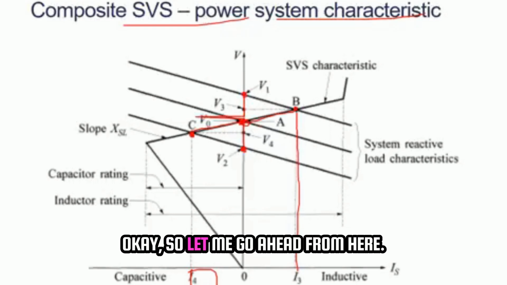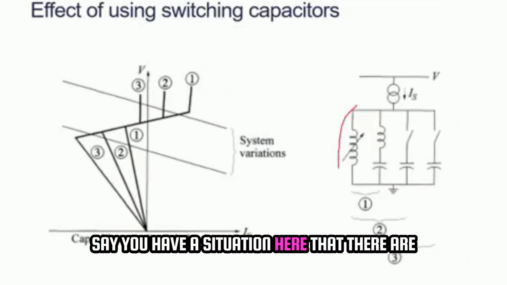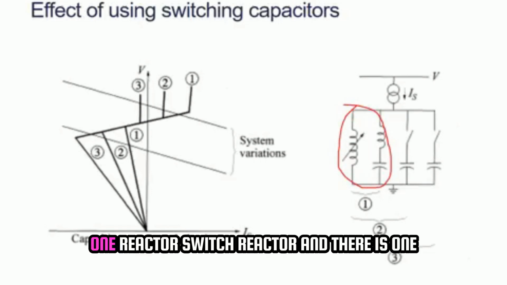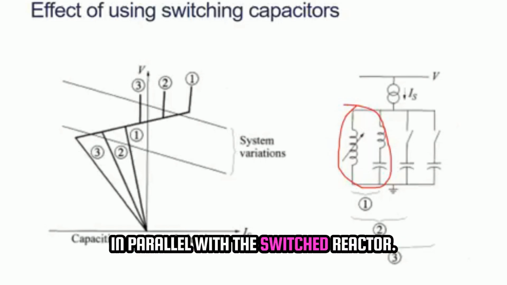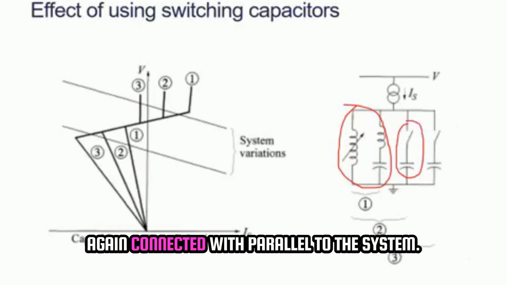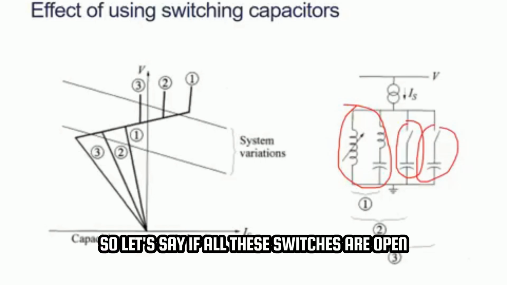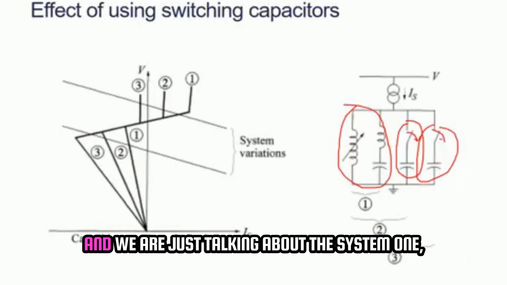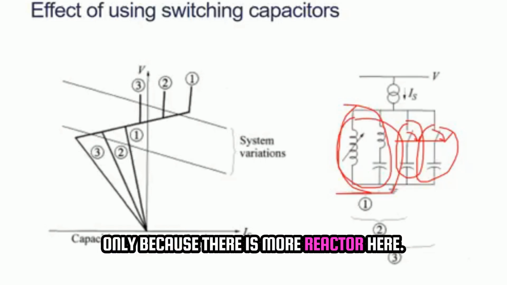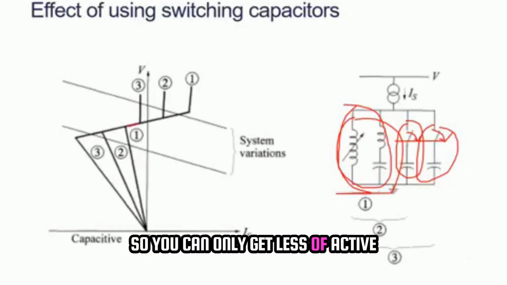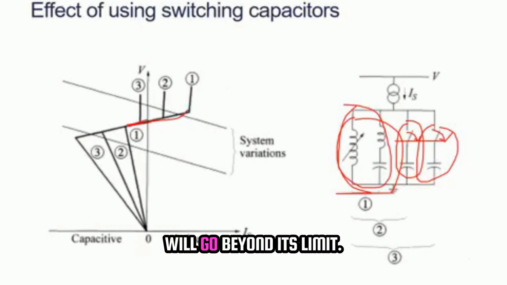Okay, so let me go ahead from here. I'm just giving you one example. Let's say you have a situation where there is one switched reactor, and there is one reactor plus capacitor in series connected in parallel with the switched reactor, and then you have a switch and a capacitor again connected in parallel to the system, and then a capacitor again with a switch connected. So let's say all these switches are open, and we are just talking about system 1. Because there is more reactor here, you can only get less of the capacitive feature and more of an inductive feature, and after a while the voltage will go beyond its limit.